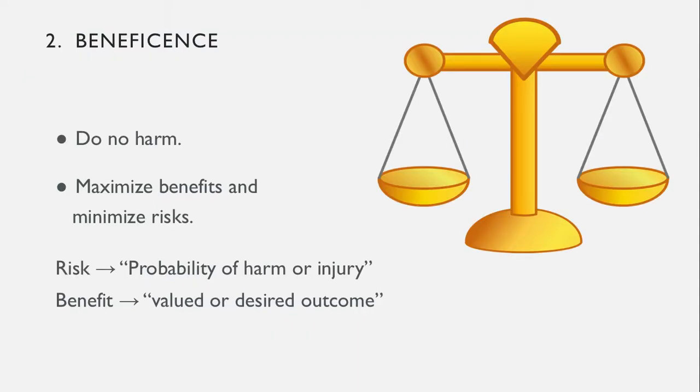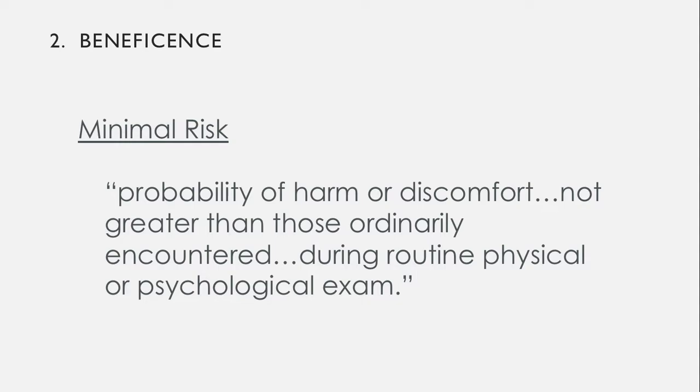So we talked about respect for persons. The second principle we're going to talk about is beneficence, if that's even how you say it. This is the idea that you don't want to do harm and you want to maximize the benefits and minimize the risks. Risk is the probability of harm or injury. Benefit is a valued or desired outcome.